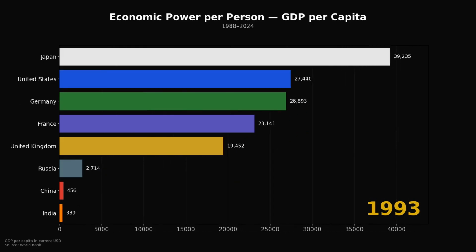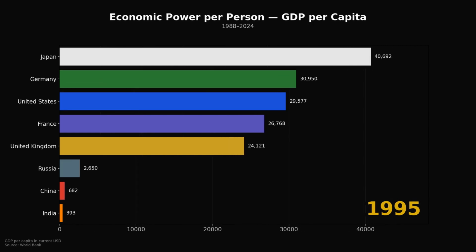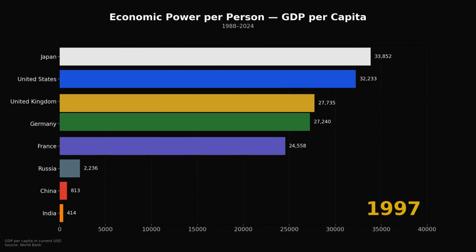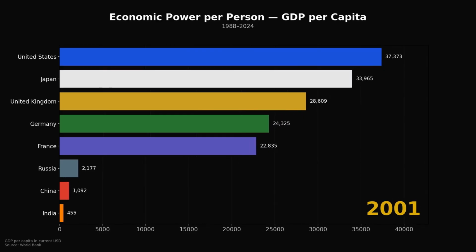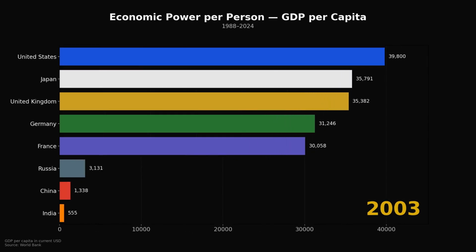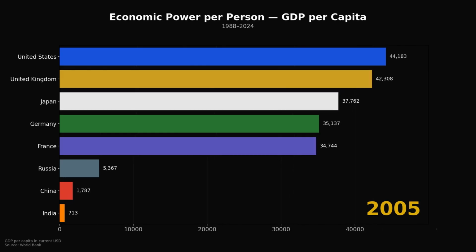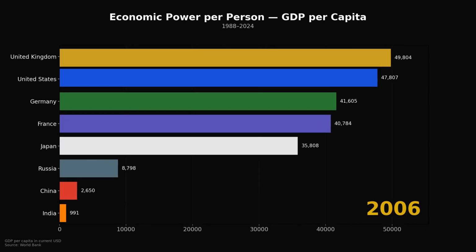GDP per capita changes the perspective. Instead of total size, it reflects economic output per person. Advanced economies like the United States, Germany, and the United Kingdom tend to show higher individual prosperity.